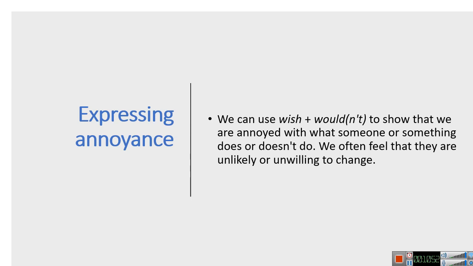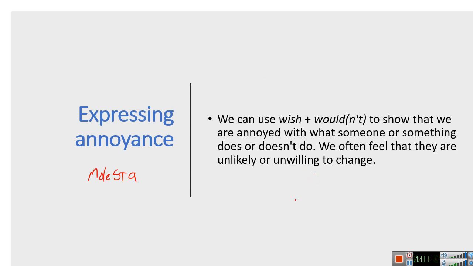All right. I can also talk about annoyance. So annoyance is something that is molesto, algo que me molesta. We can use wish plus wouldn't or would to show that we are annoyed with what someone or something does or doesn't do. We often feel that they are unlikely or unwilling to change. So here we're expressing annoyance when it's difficult for someone to change.